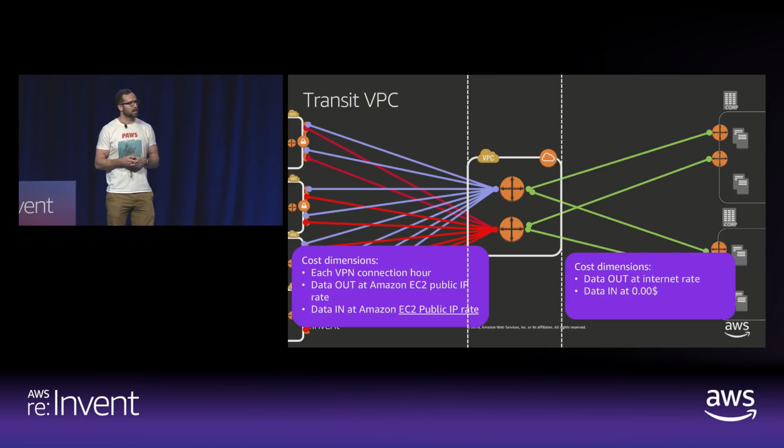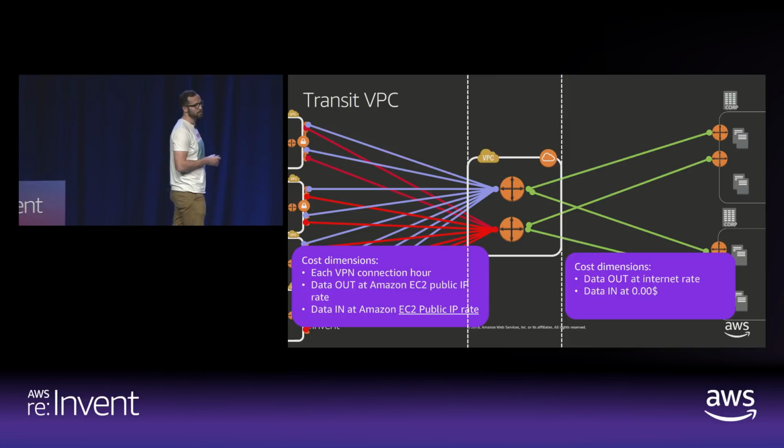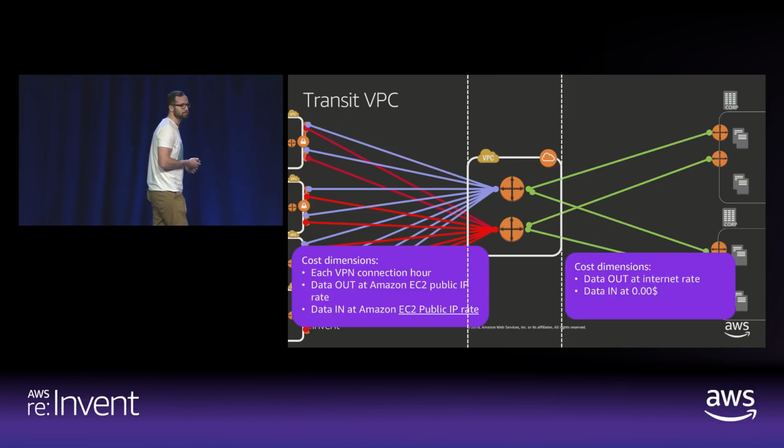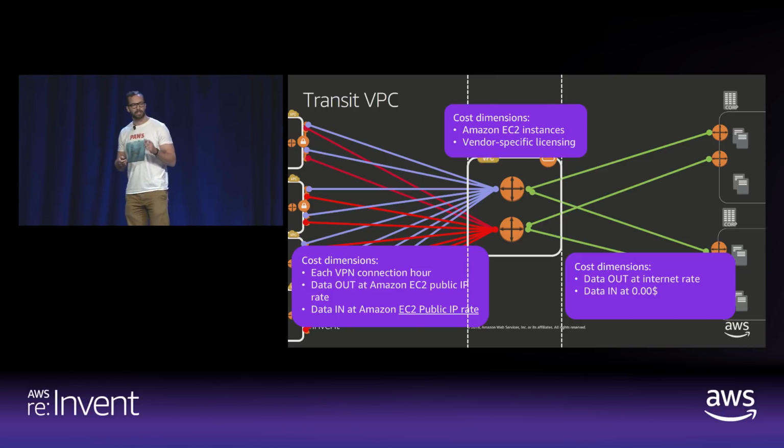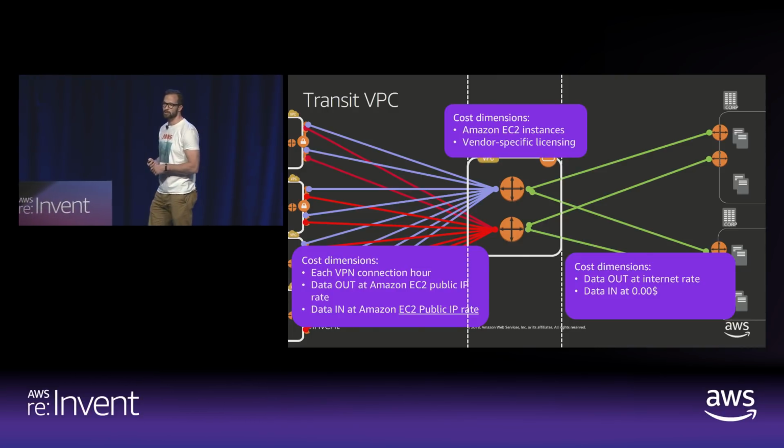On the right-hand side, we still have data out going to the internet, so it's internet rate, data in, free of charge. We don't have a VPN cost here, because it's not a managed VPN. And then finally, last thing to consider is the cost of the underlying EC2 instances and any licensing you might need to deploy for that. OK, so can we make that even simpler?